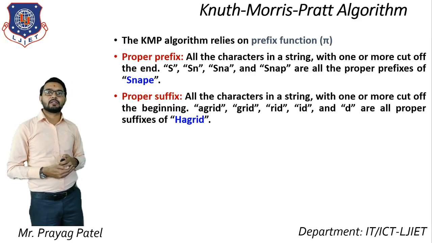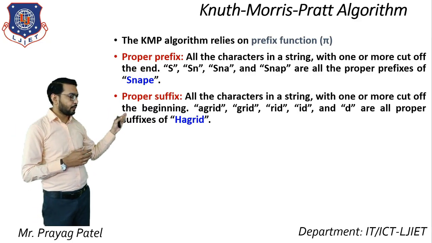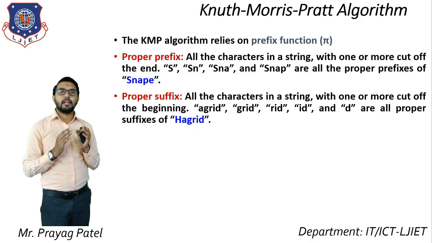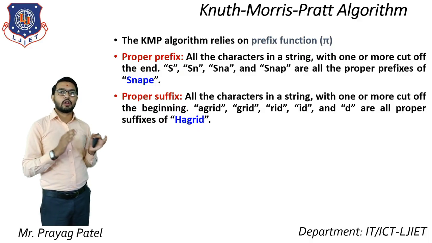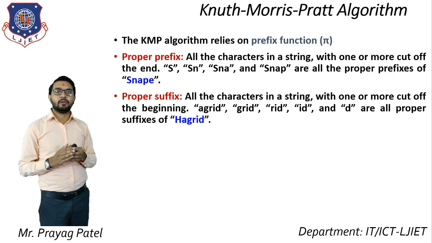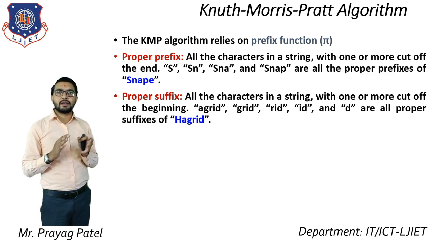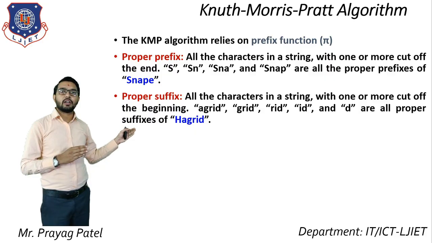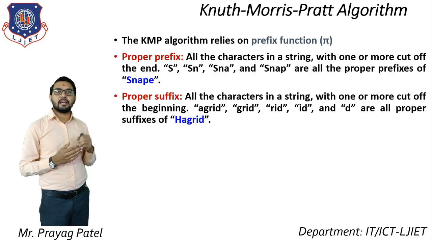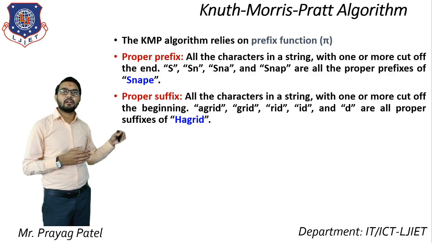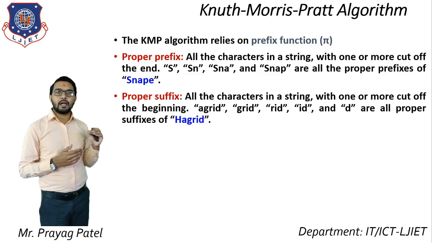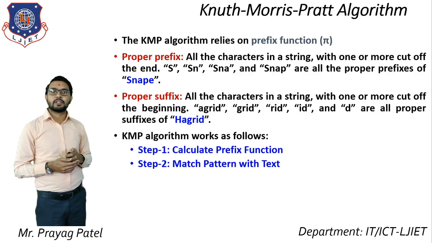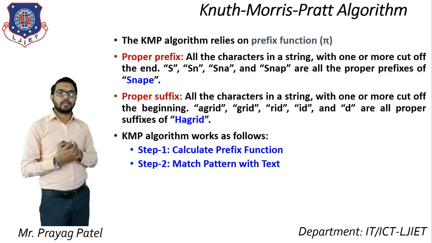Now consider the proper suffix. In a proper suffix, all the characters in a string with one or more cut off the beginning, meaning you are cutting from the beginning of the string. So consider this as a suffix. Here consider a string as hagrid, then the suffixes are agrid, grid, rid, id and d. So these are considered as prefixes and suffixes.